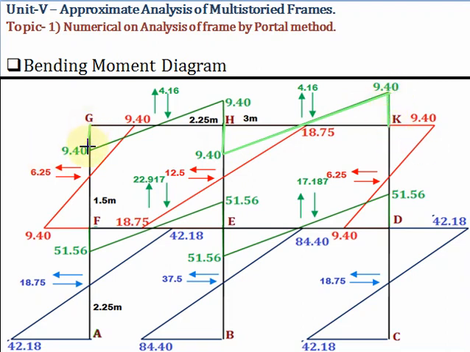Here also the same method you have to follow. Okay. Now here this member, now what is the force here? 2.917. So 2.917, what is the distance? 2.25. So 22.917 multiplied by 2.25. So we'll get the value what? 51.56. Okay, 51.56. Okay. Now again you have to join it by a straight line like this.